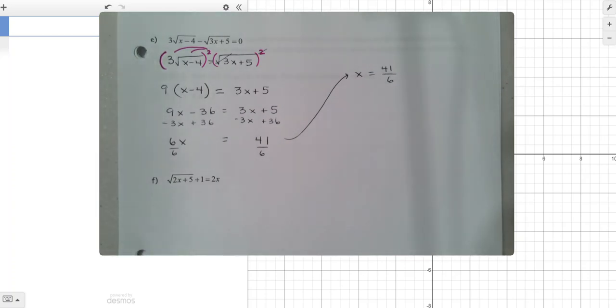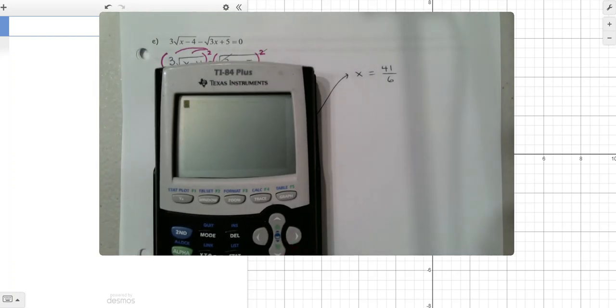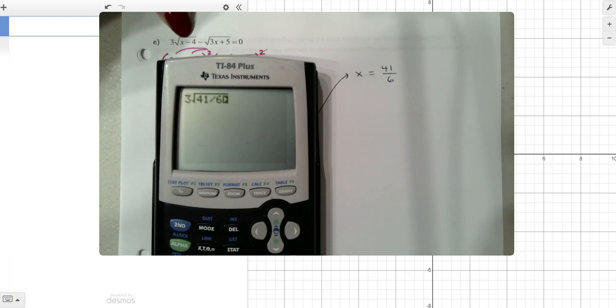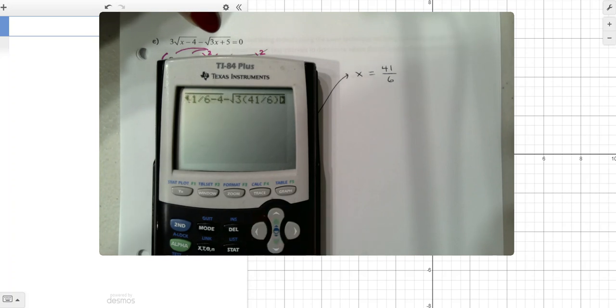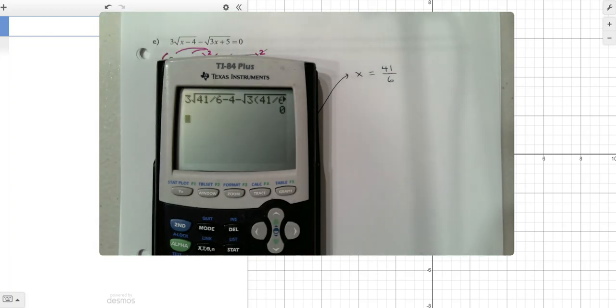All right, maybe I better not be in such a hurry to circle it. Let's see if it actually worked. 3 times the square root of x, which is 41/6, minus 4. Outside of the radical, subtract, and then a new radical. 3 times my number, 41/6, plus 5. And I do get 0, exactly what I was expecting, so this time my answer worked just fine.